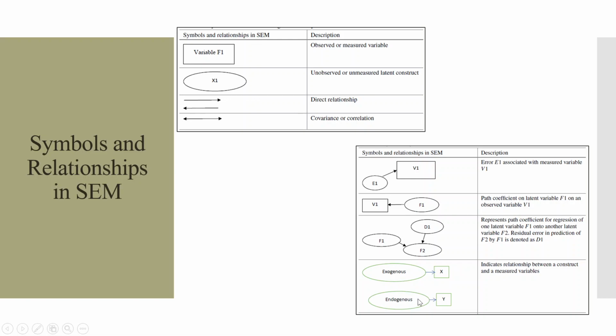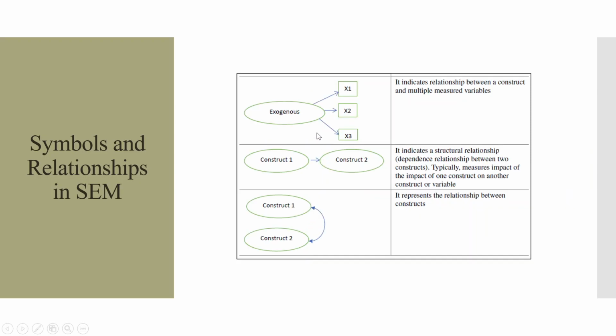This diagram indicates the relationship between a construct and a measured variable. This diagram represents the relationship between the construct and multiple measured variables. This diagram indicates a structural relationship. Basically, it is a dependence relationship between the two constructs. It typically measures the impact of one construct on another construct. If we are using a double-sided arrow, it represents the relationship between the constructs.